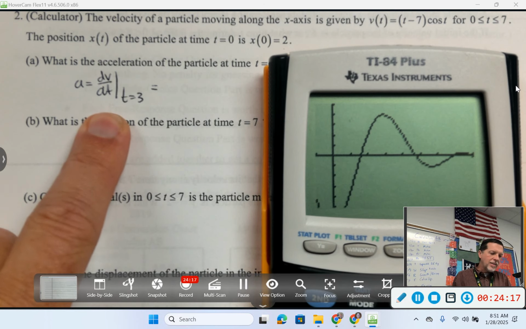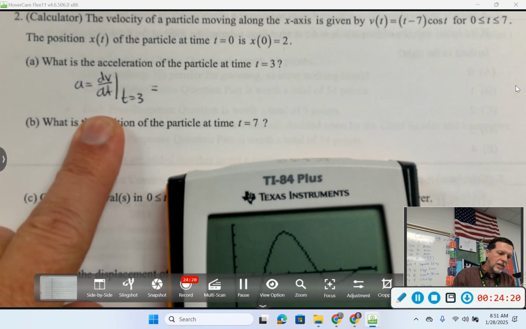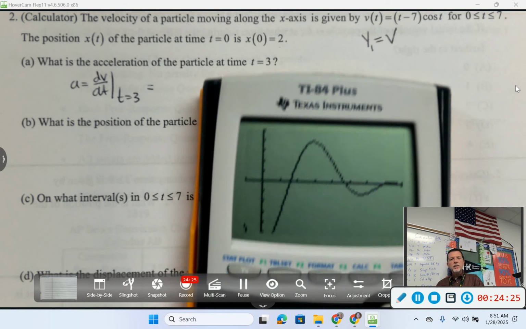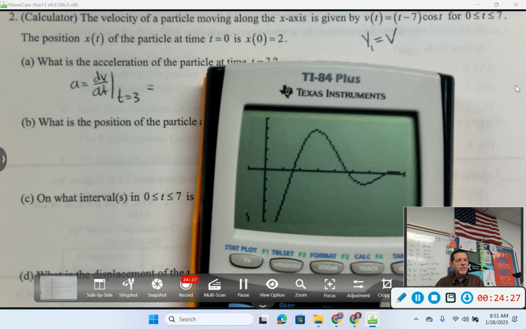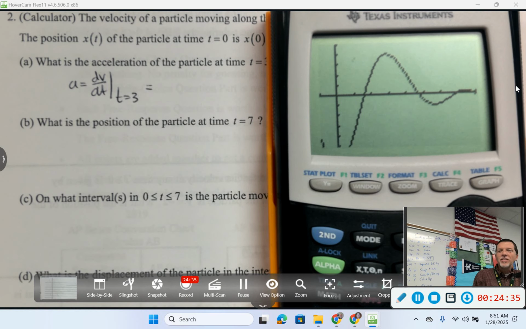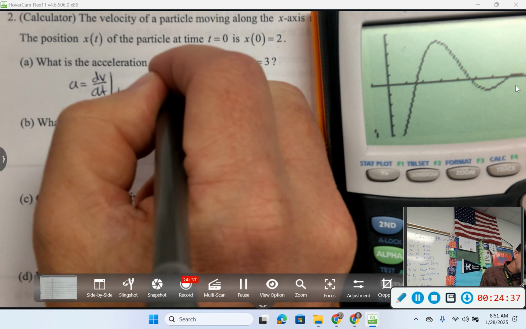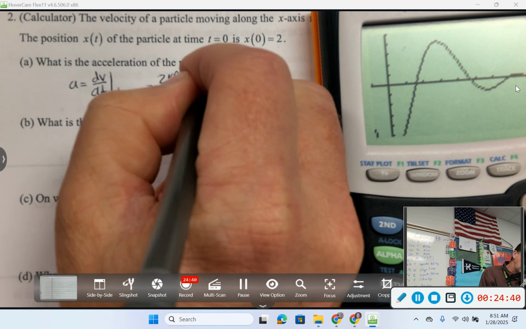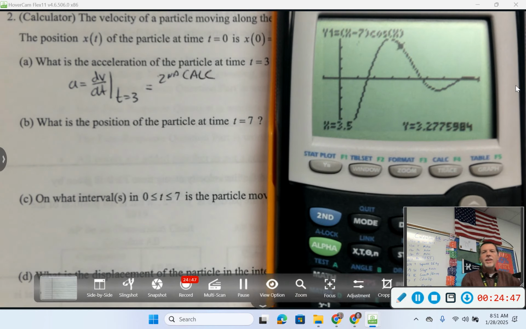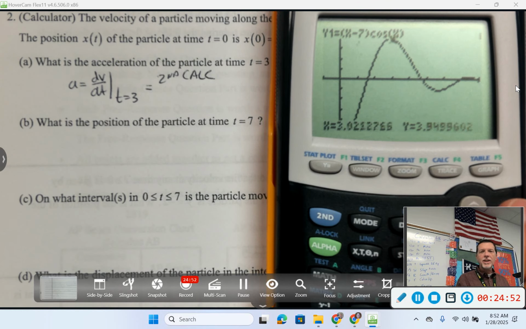So how do I find, so this is velocity. I might even want to say y1 equals velocity. So how do I get my calculator to tell me the derivative of that thing at 3? Do you remember? The good news is it's the same place the 0 was. Second calc. And I want dy/dx.